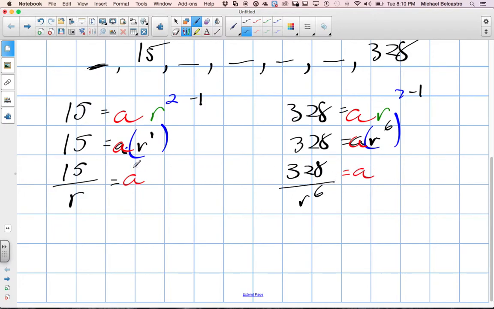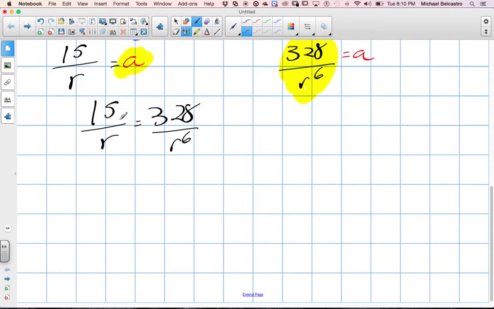So now we have a is equal to a. Think of it like I'm taking this and substituting in for that a. So we now have 15 over r is equal to 328 over r to the power of 6. We set them equal to each other, and we have equivalent fractions. One of the easiest ways to get rid of it is to cross multiply. So we have 15 r to the power of 6 is equal to 328 r. When we do this, we have very different values and don't have common numbers.